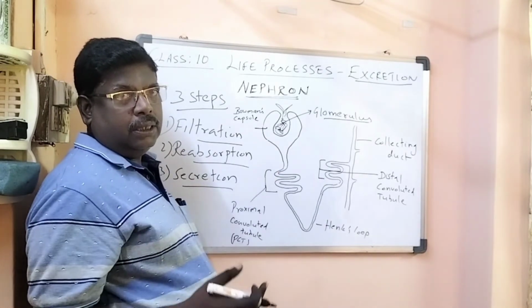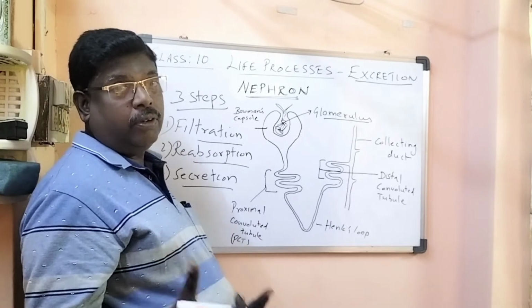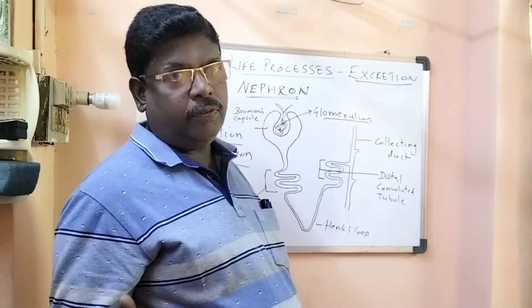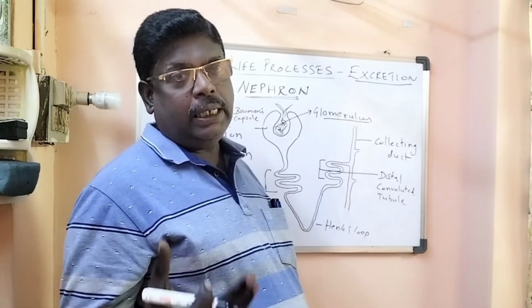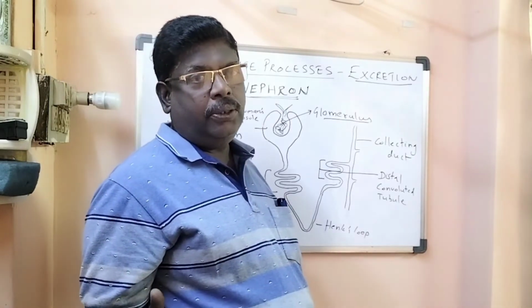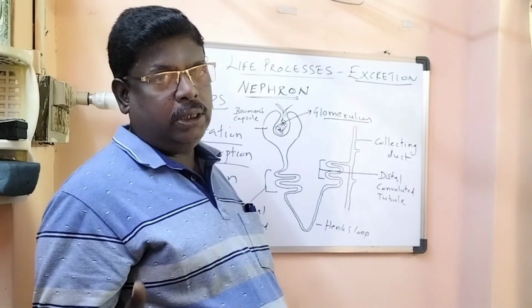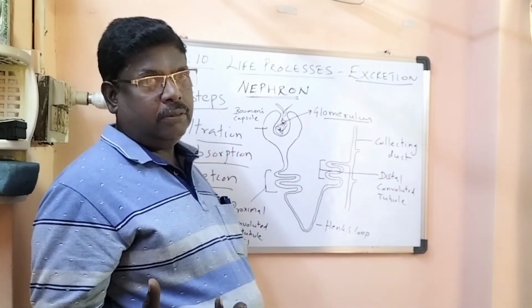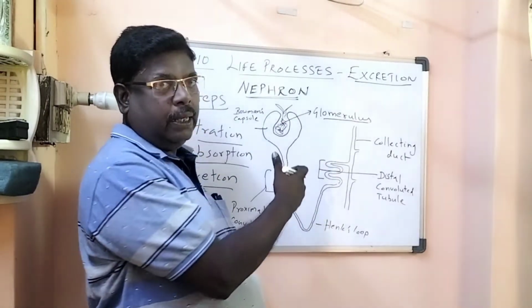Filtration. Actually, the harmful waste material has to be removed from the blood. Metabolic waste, harmful waste, it has to be removed from the blood. That waste will be mainly nitrogenous waste containing urea, uric acid, ammonia, all these things. These are all nitrogenous waste. So that is removed, that is being filtered, in the complex structure called Bowman's capsule.